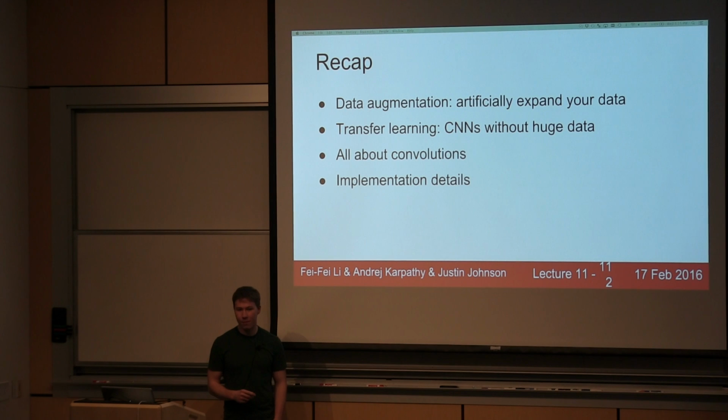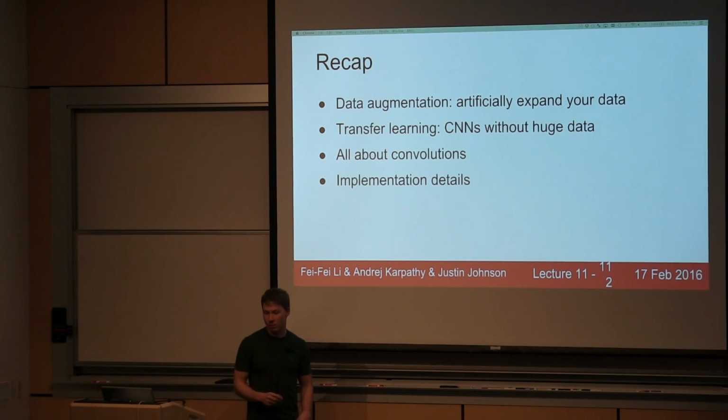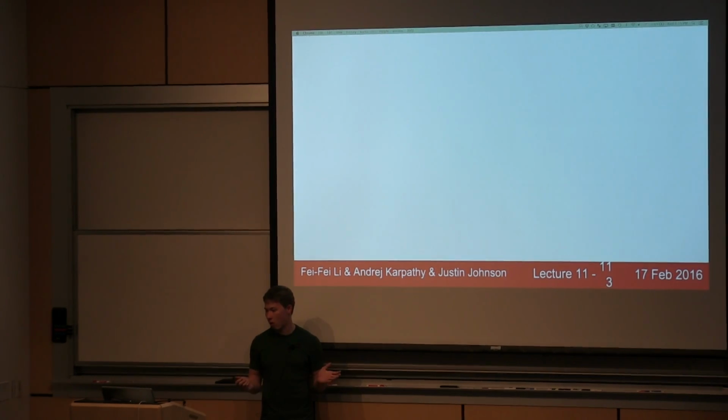So just to recap everything we talked about today: we talked about data augmentation as a trick for improving performance when you have small data sets and helping prevent overfitting. We talked about transfer learning as a way to initialize from existing models to help with your training. We talked in a lot of detail about convolutions, both how to combine them to make efficient models and how to compute them. And we talked about all these implementation details. So I think that's all we have for today.